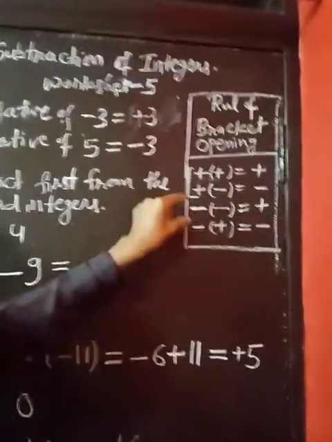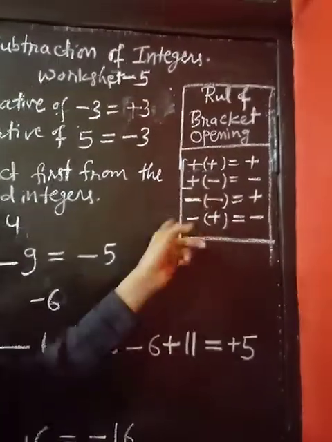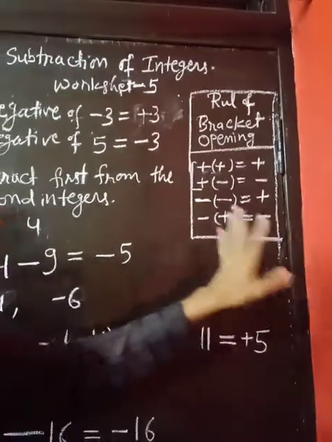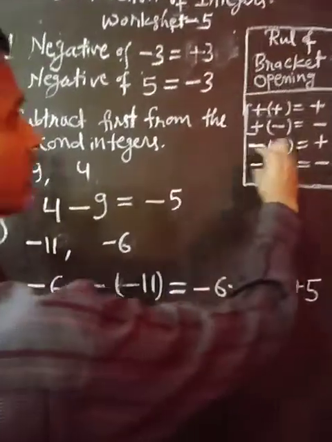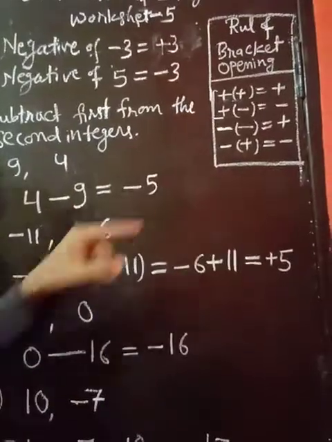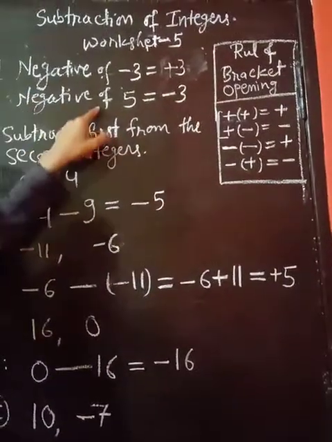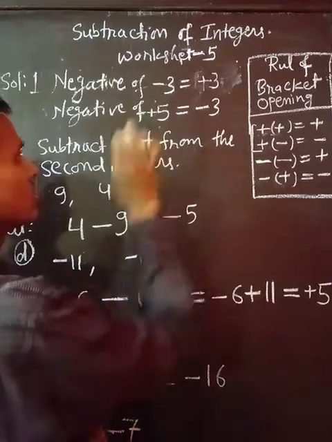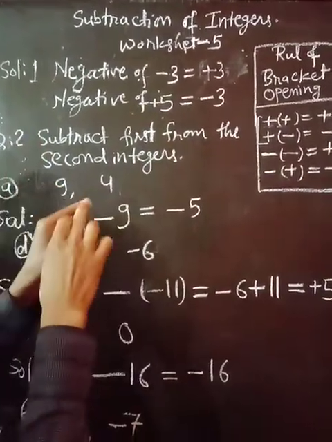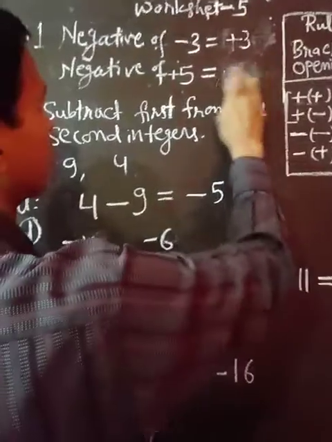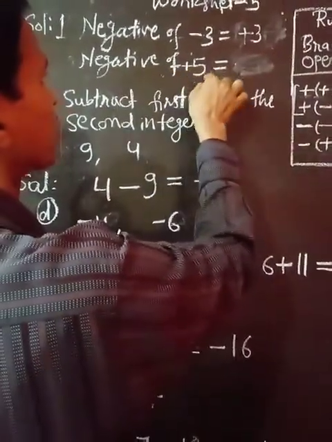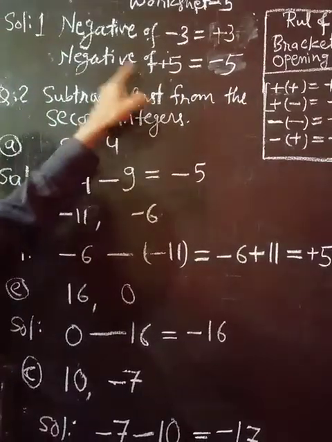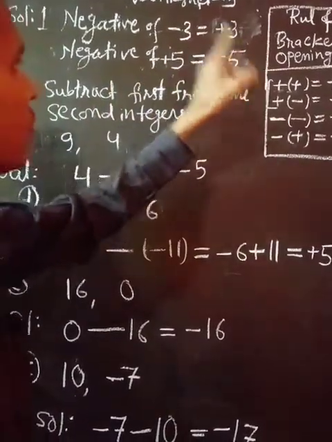Means this shows the negative. So negative of negative will be positive and negative of positive will be negative. So in both cases the sign will change. By this rule, negative of 5 is 5, means if there is no sign, then plus is there. So negative of plus 5, this is written wrong. Negative of plus 5 will be minus 5.